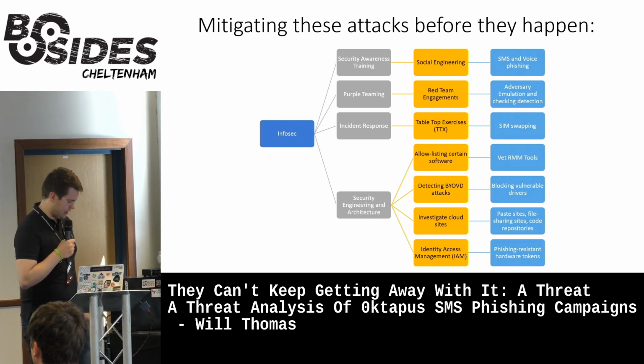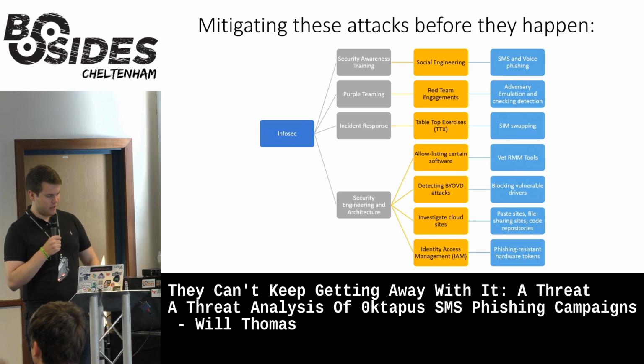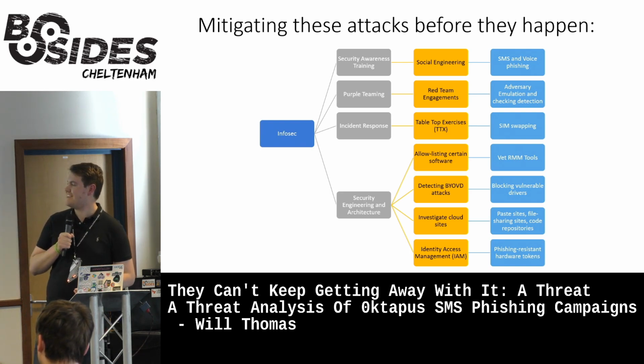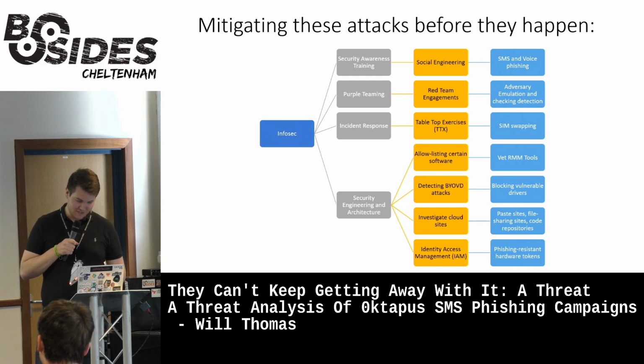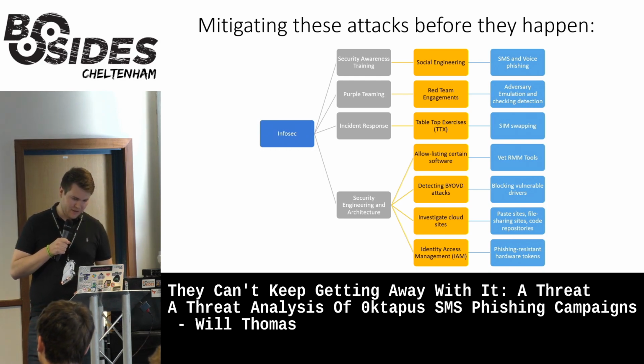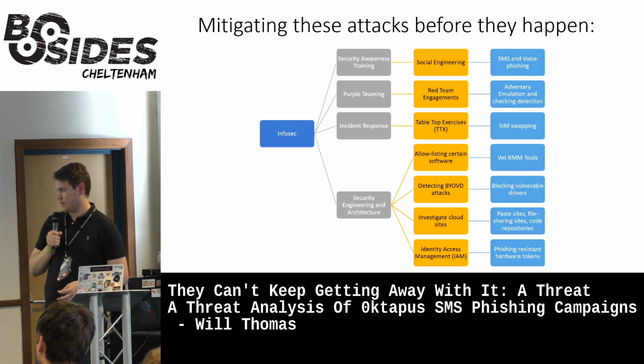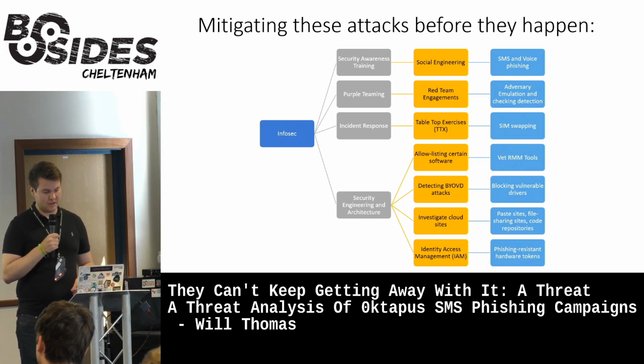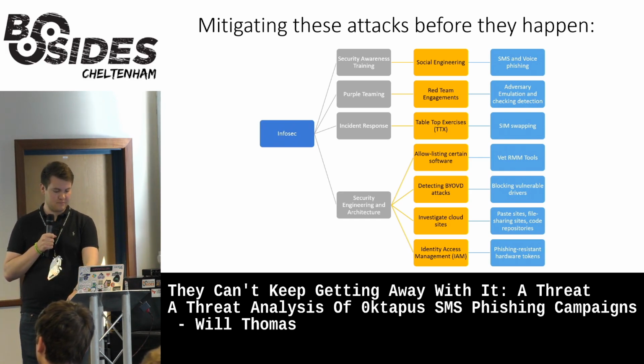Then there's investigating cloud sites, such as file sharing and paste sites. It's important to verify what sites are being used by your employees, and if someone's uploading 50 gigabytes to Mega NZ, then you may want to check that out if no one else uses it in your organization. And then IAM, identity access management: definitely have a look at phishing-resistant hardware such as YubiKeys as well.